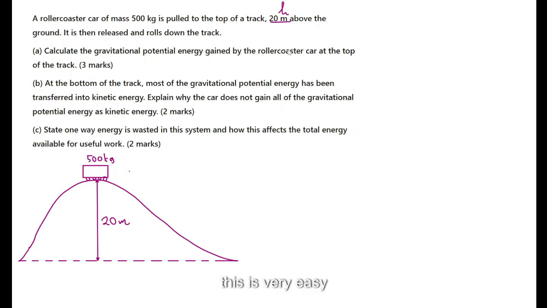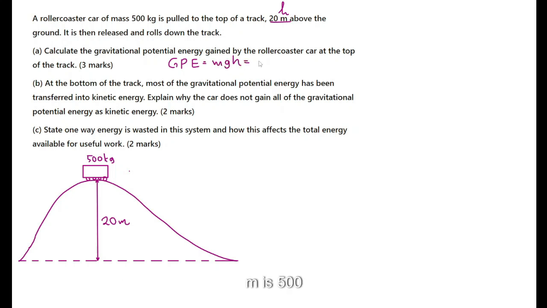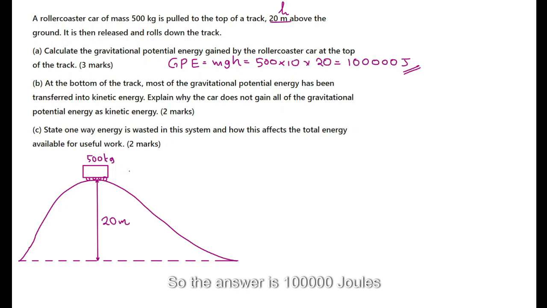Now, this is very easy. The formula is gravitational potential energy is equal to mgh. So, m is 500, g in GCSEs, consider this as 10. If you took it as 9.8, that's still okay. Times by height, which is 20 meters. So the answer is 100,000 joules.